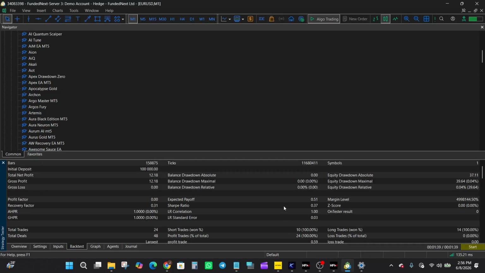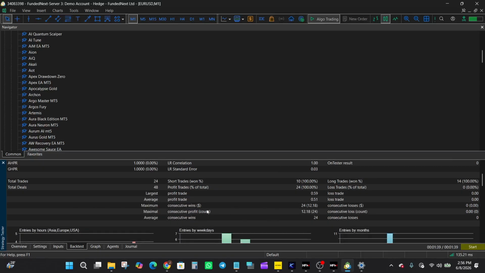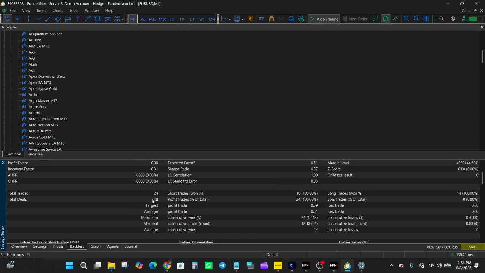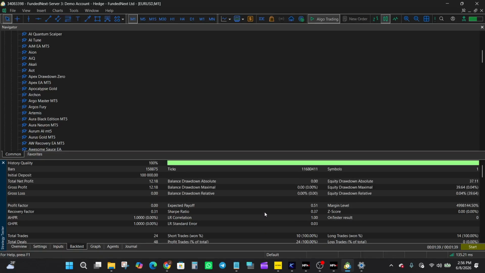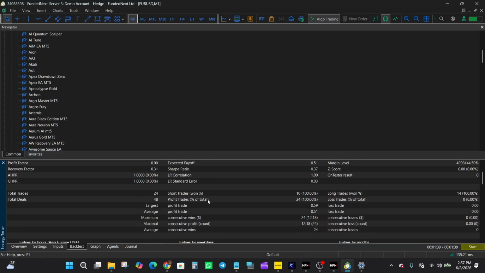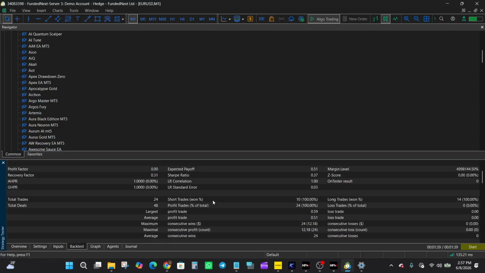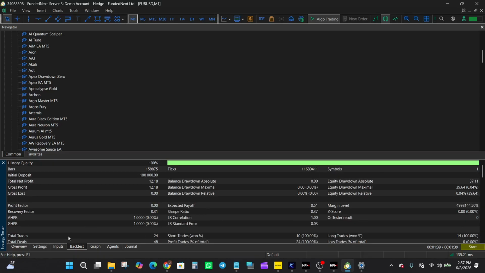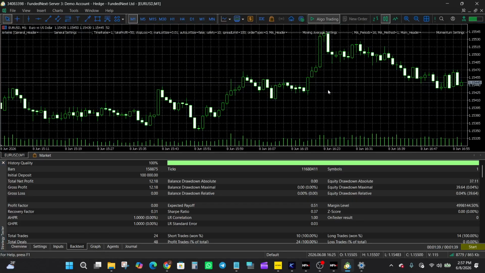All right, now for all trades to be profitable and the trades were 24, the reason why the total net profit is so tiny is because of how the EA targets very short-term price movement. Okay, so let's just quickly look at the chart history.